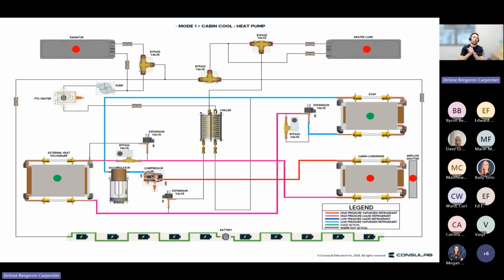So, going to the modes. We have mode 1, which is cabin cooled. Cabin cooled is going to be like any standard AC system that we probably all have in our standard ICE car. Basically, we have a compressor compressing hot, high pressure vapor. We're going to go to the cabin condenser inside the cabin, but we don't want any heat going inside the cabin. We want to cool down the cabin.